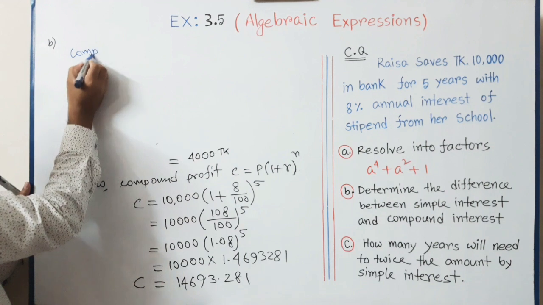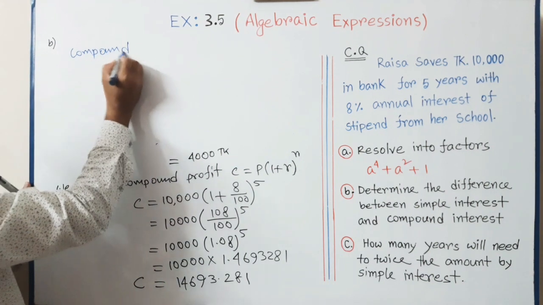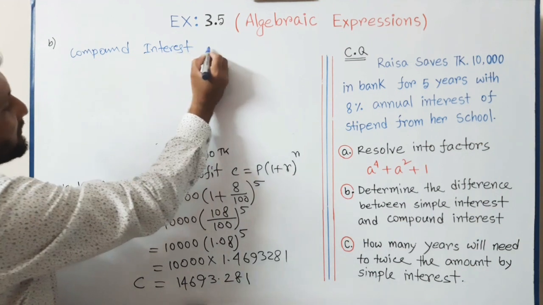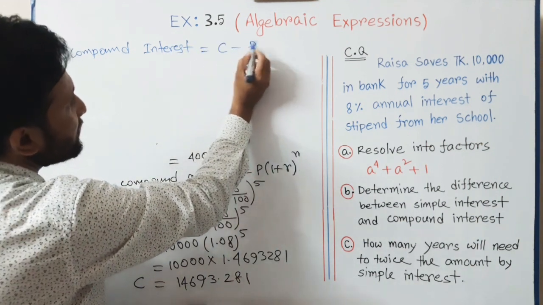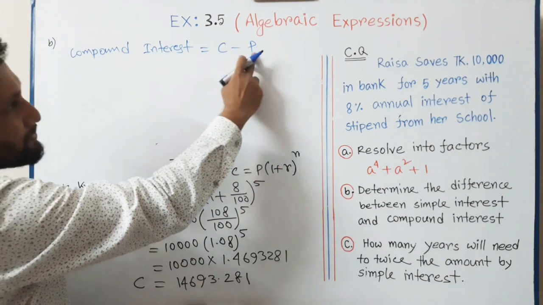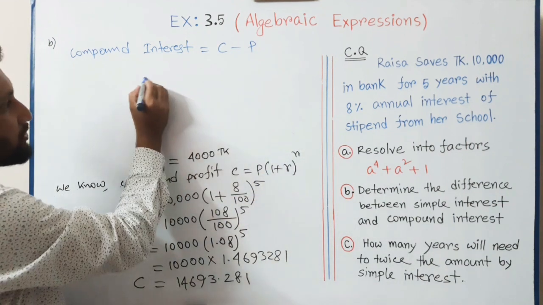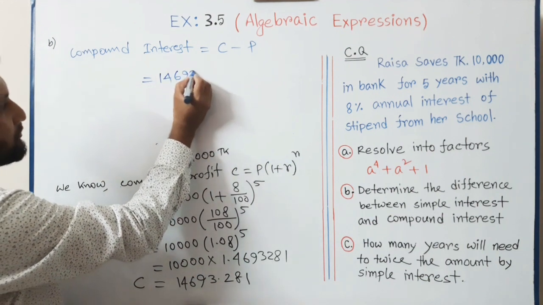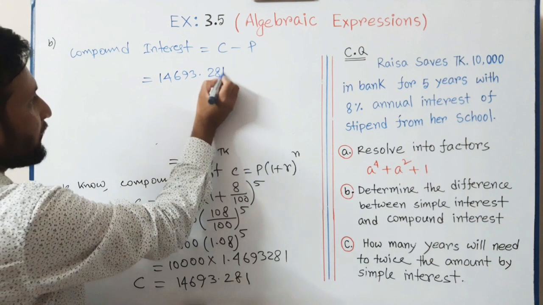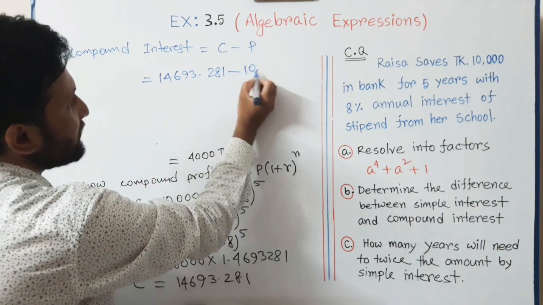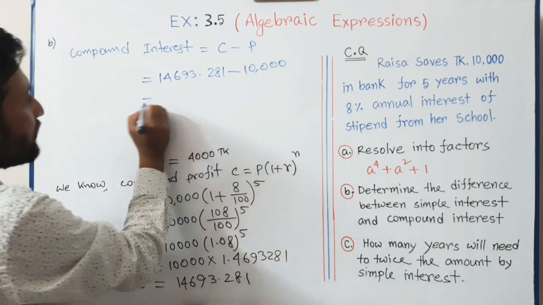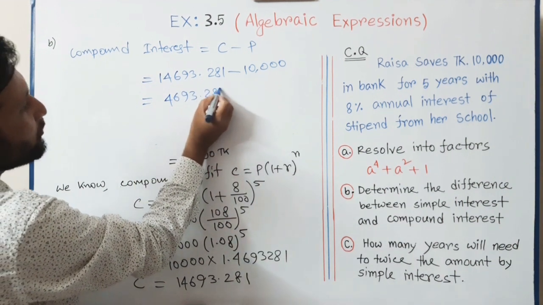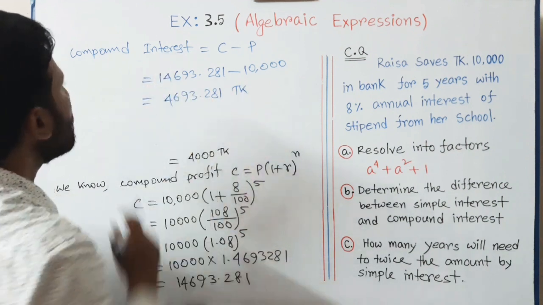Compound interest, that means C minus P, that means compound profit minus principal. So compound profit, the value is here, see that 14693.281, and then minus principal 10,000 taka. So 4,693.281 taka. This is compound interest.